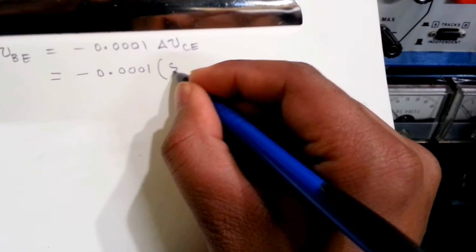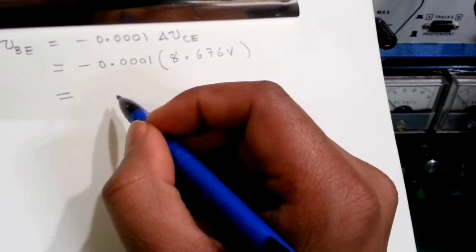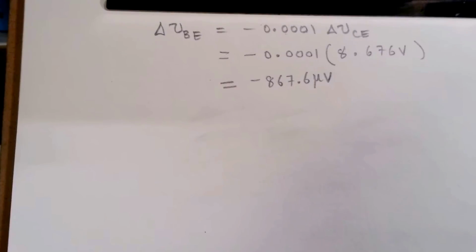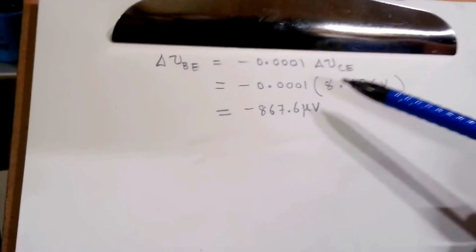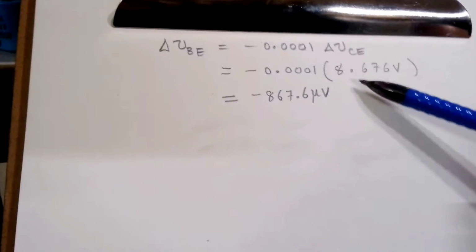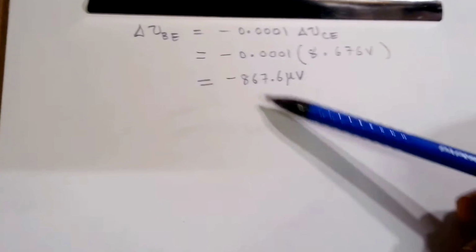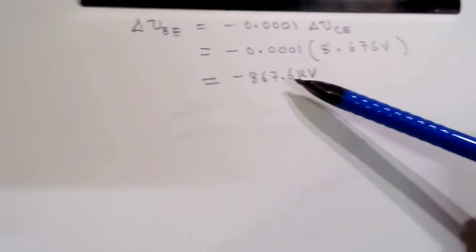So if we put that in volts, we get this number, and that number is minus 867.6 microvolts. So this change in compliance voltage from 0 all the way to 8.676 volts will affect VBE by minus 867.6 microvolts. Now we need to recalculate the load current.